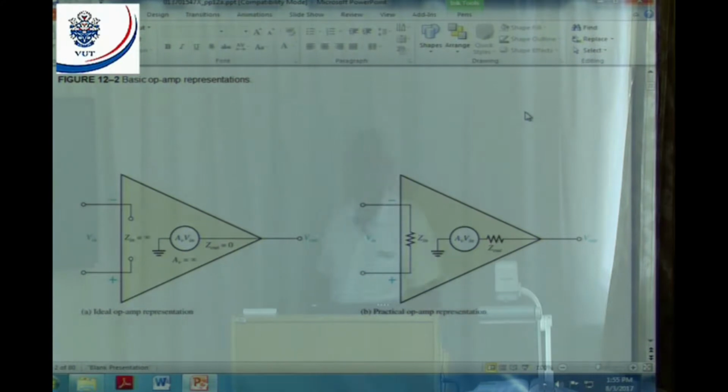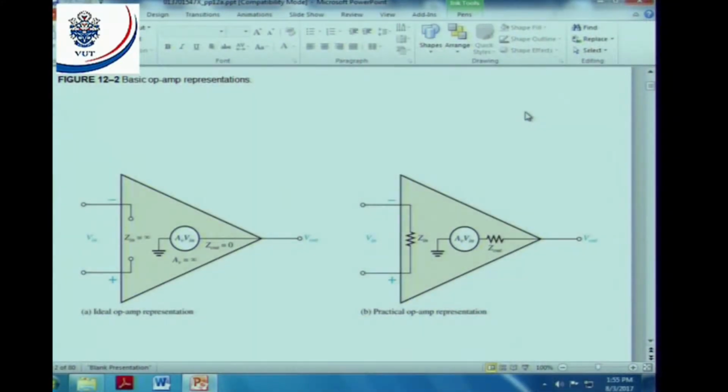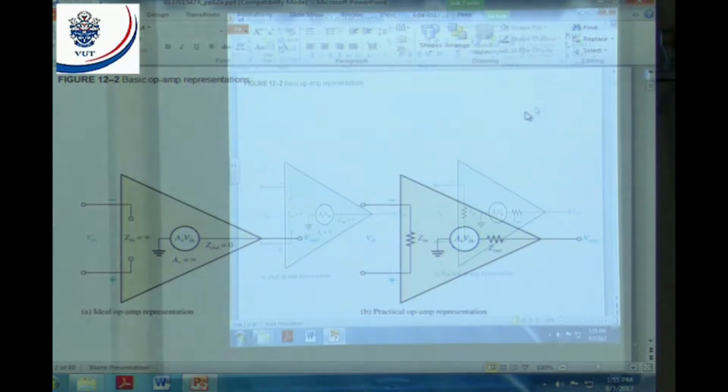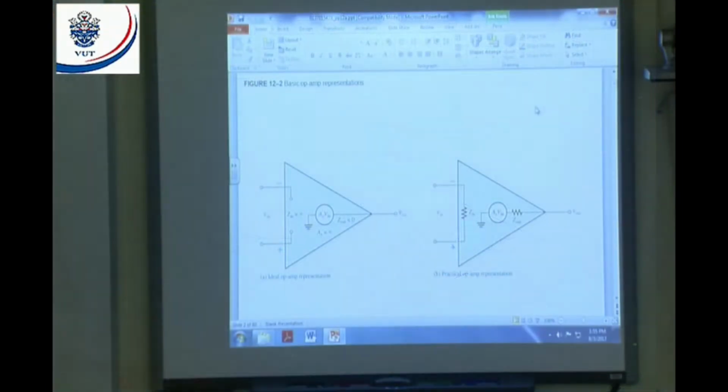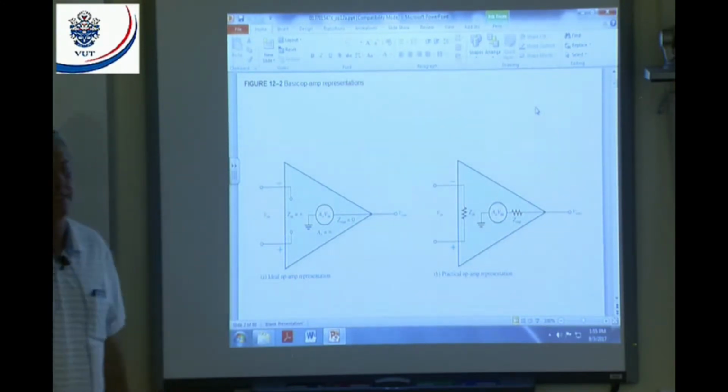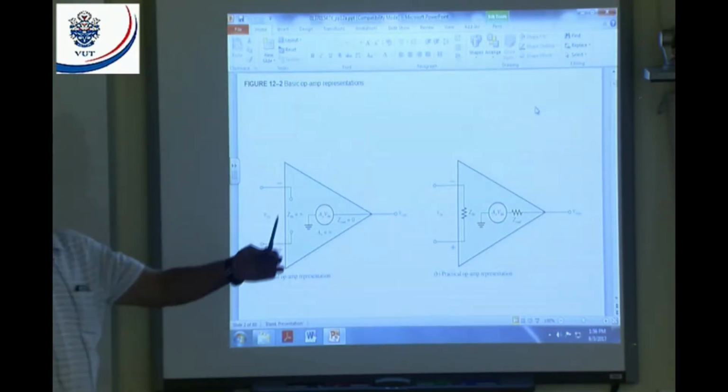All right, basic op-amp representations. First of all, we're going to look at the ideal op-amp. When I talk about an ideal op-amp, that is the ideal. You won't get an ideal op-amp, but that's the ideal. First of all, we look at the input side. They tell us the input impedance is infinite. That means very high input impedance. That means we're not going to draw any current. That means there's not going to be any current flow between them. It's like two open ends.